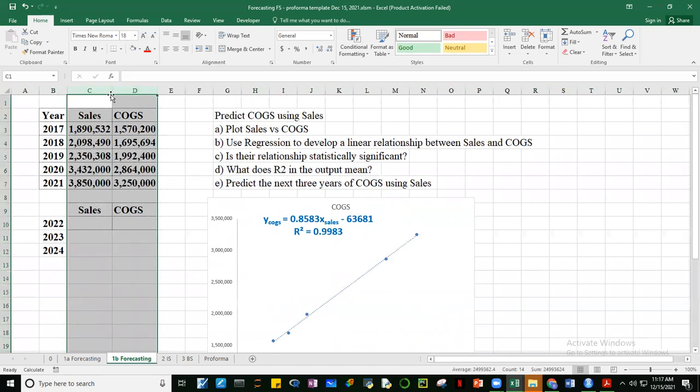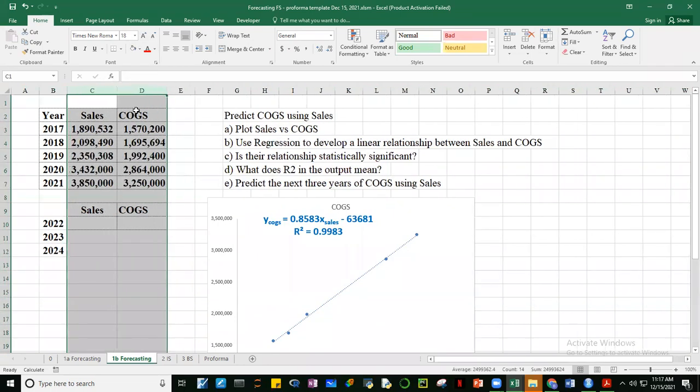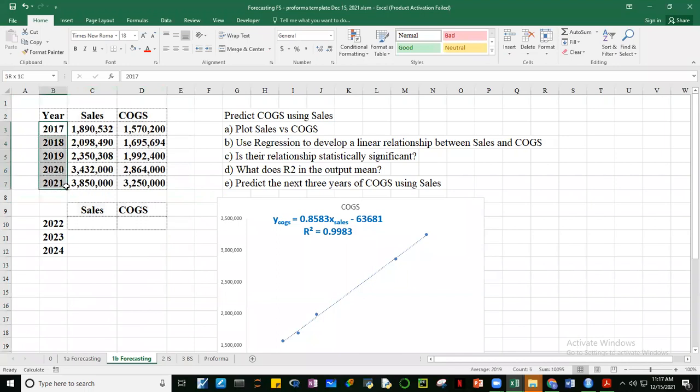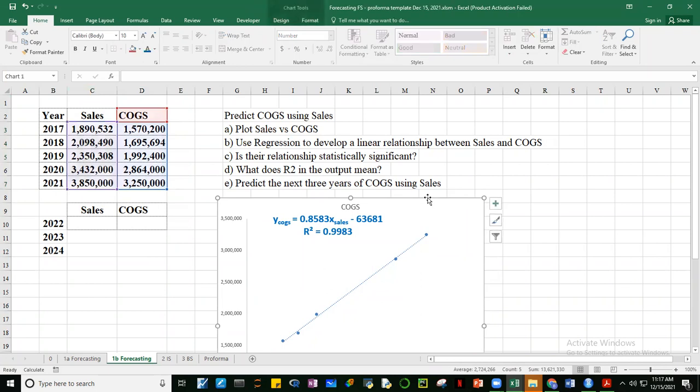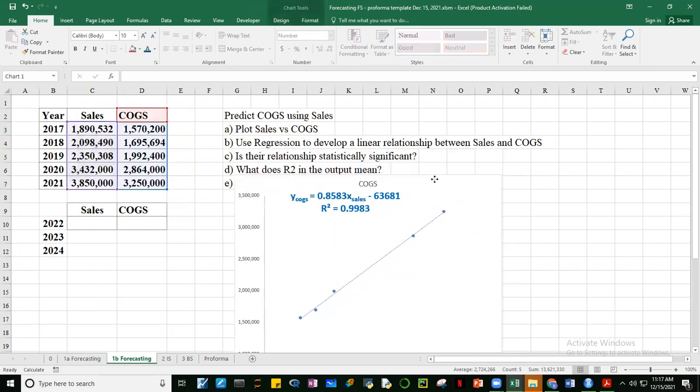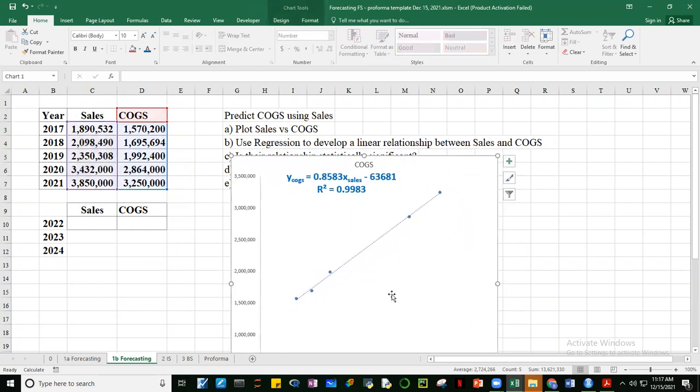In the first forecast that we did, we used time as a predictor. This time, we'd like to predict cost of goods sold using sales as a predictor of cost of goods sold. So we learned the best way to do this is to first plot. And I already gave here the plot.